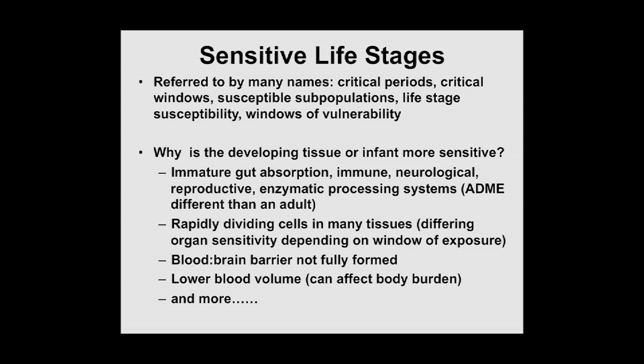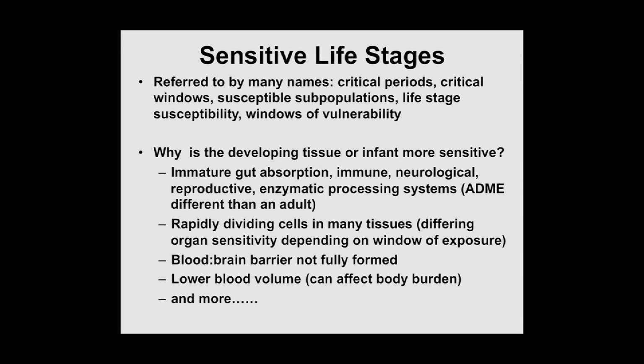What makes them more sensitive is many things. So the developing child has an immature gut system. It doesn't absorb things like you do as an adult. It has an underdeveloped immune system. The neurological system is not fully developed at birth. The reproductive system certainly isn't developed until after puberty. Many of the enzymatic processing systems that we as adults have, infants do not have, so their absorption, distribution, metabolism, and excretion of a chemical insult can't be handled the same way we would handle it.